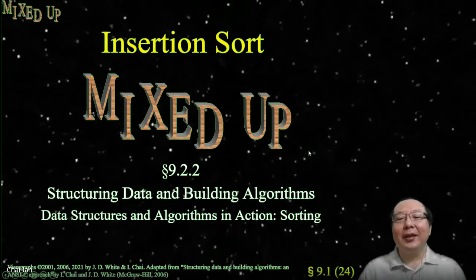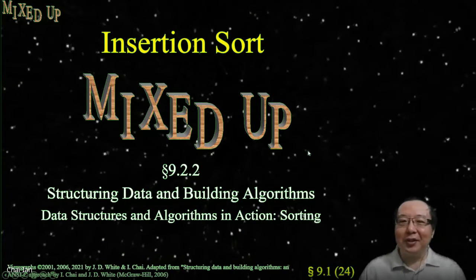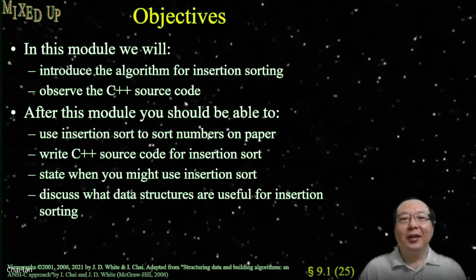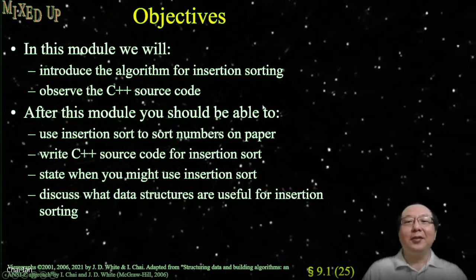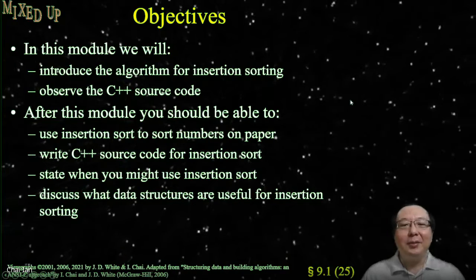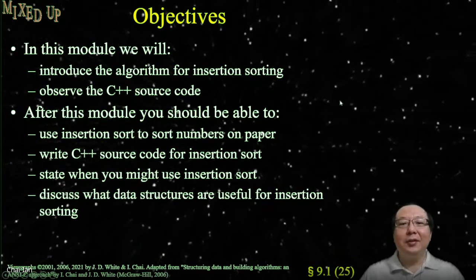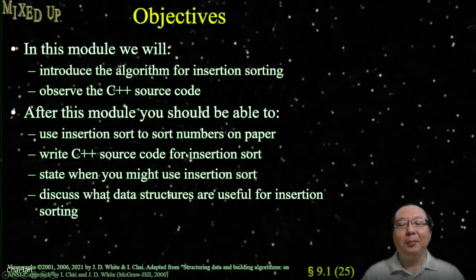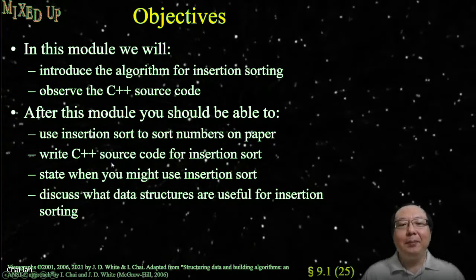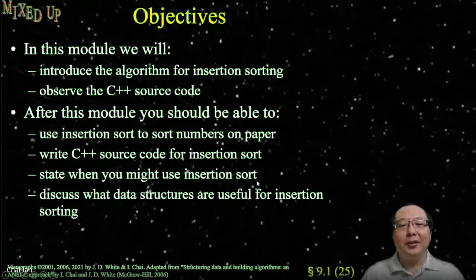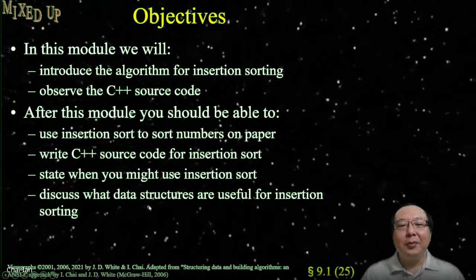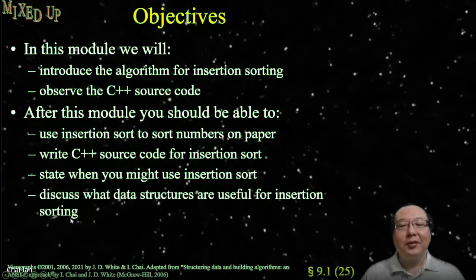Okay, let's look at another one. This one is called insertion sort. And here we will look at the algorithm for insertion sorting and look at the C++ code. After this, you should be able to do insertion sort on paper, as well as write C++ source code for the insertion sort, and also state when you might use insertion sort, and discuss what data structures are useful for insertion sorting.